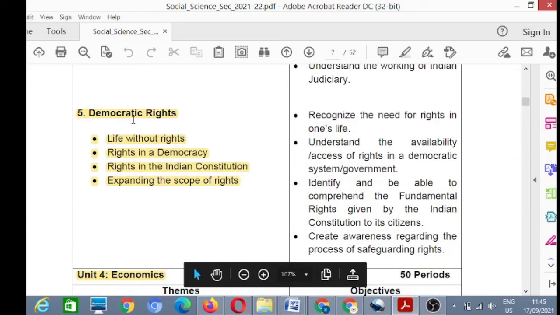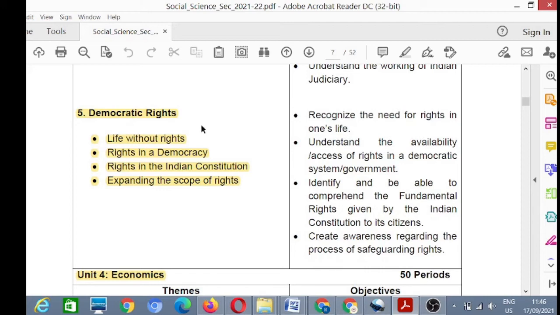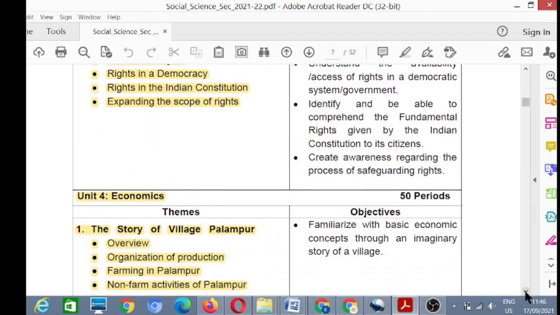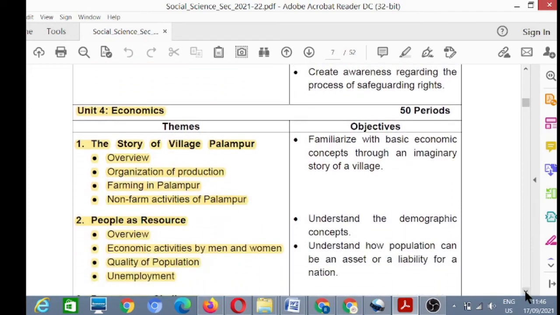Then chapter number 5 is democratic rights. What are fundamental rights? What are other rights? Then life without rights, only duties, no rights. Then rights in a democracy. Then rights in the Indian Constitution. Then expanding the scope of rights. This was the unit of civics.